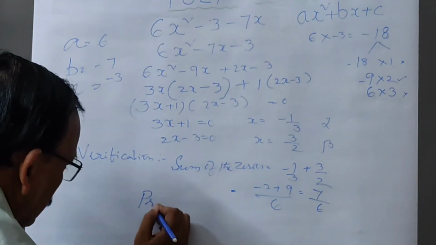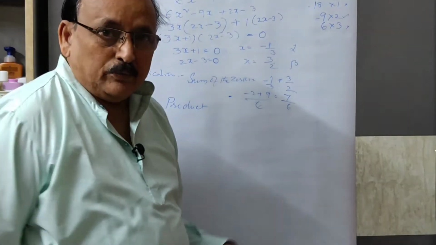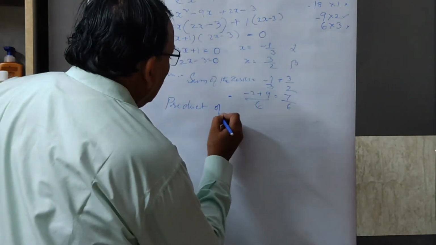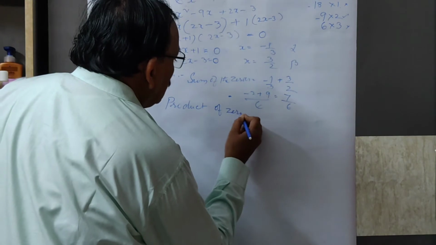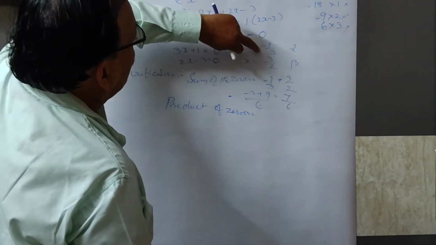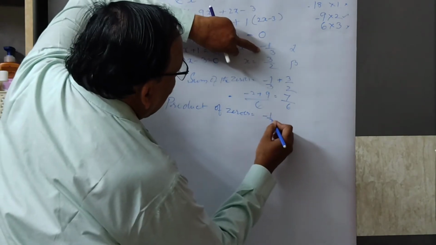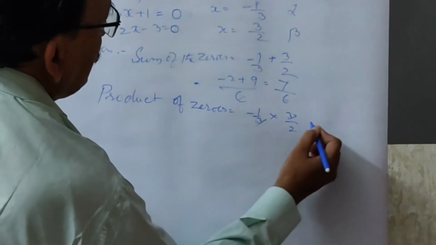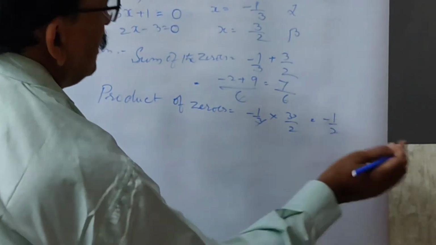And the product of the zeros. Now the product of the zeros is equal to, see here, alpha is minus 1 by 3 into 3 by 2, 3 cancels, and minus 1 by 2 is the answer.